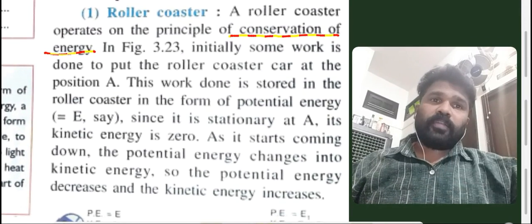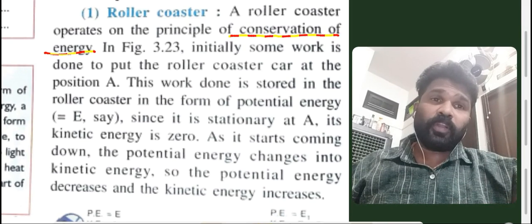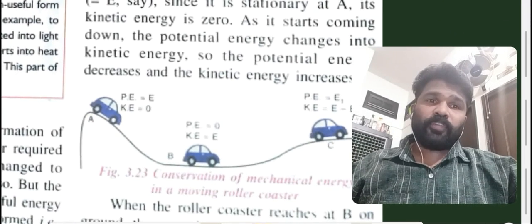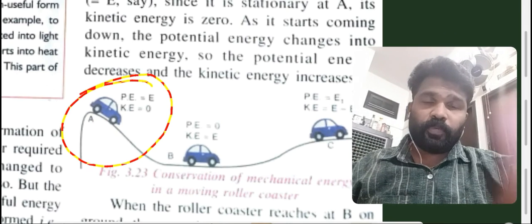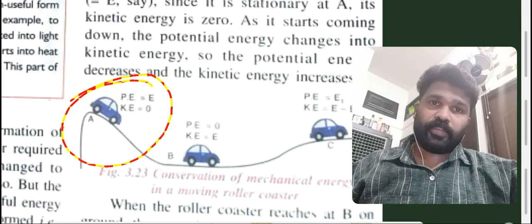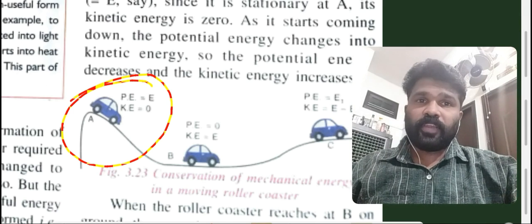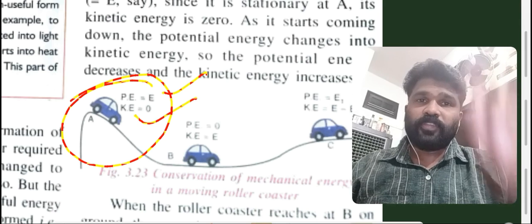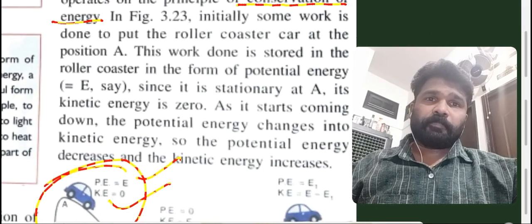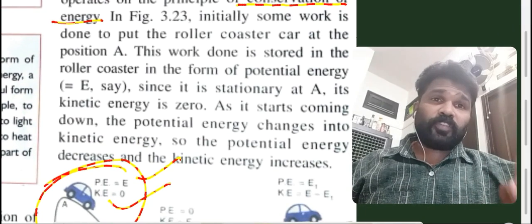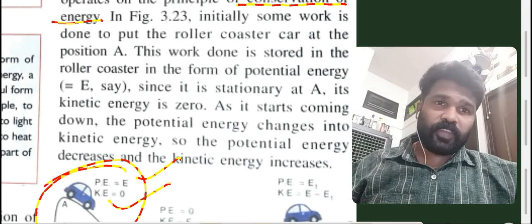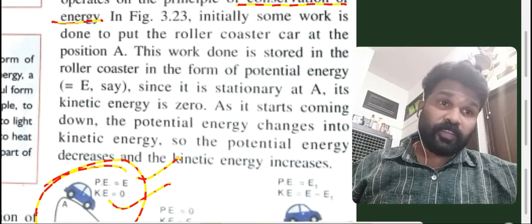In this figure, initially some work is done to put the roller coaster car at position A. See, at position A, the potential energy is E and the kinetic energy is 0. This work done is stored in the roller coaster in the form of potential energy, that is E, and since it is stationary at A, its kinetic energy is 0.